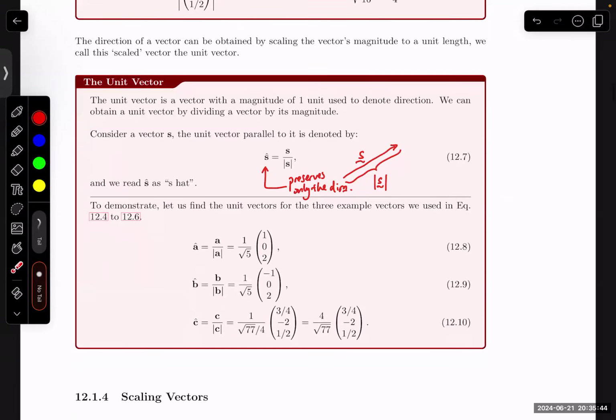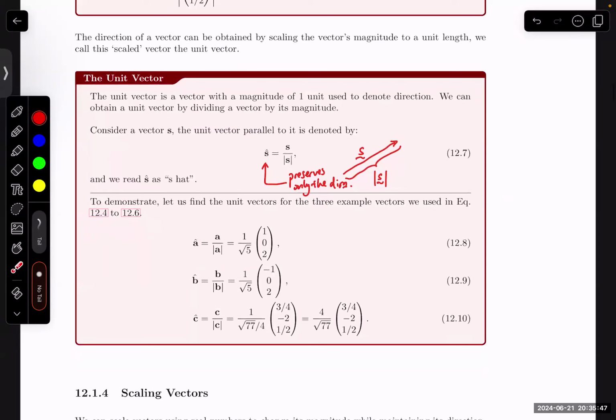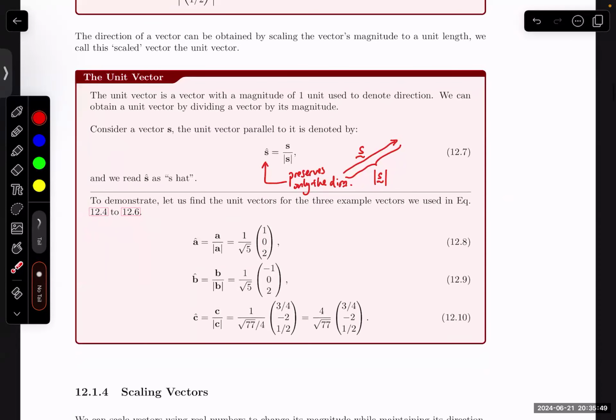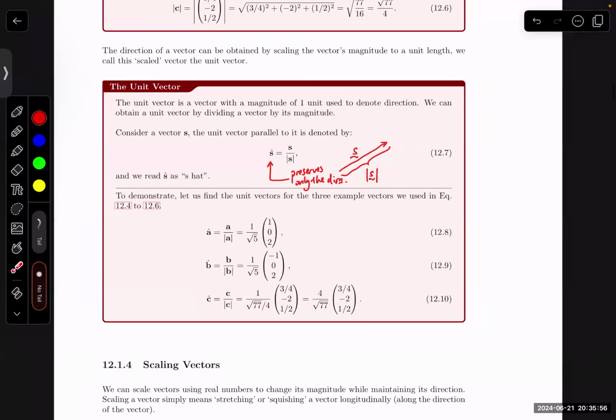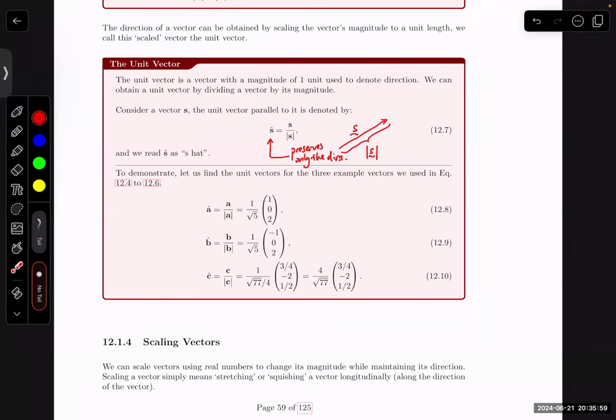Again, I put some examples here. If you spot any mistakes, you can let me know, but I won't really go through the numbers here because they are quite simple. But of course, just to point out, usually when we divide by the magnitude, we get a bunch of surds, a bunch of square roots. So if you key it in your calculator, usually you get a bunch of decimals, right? Because of surds, irrational numbers.